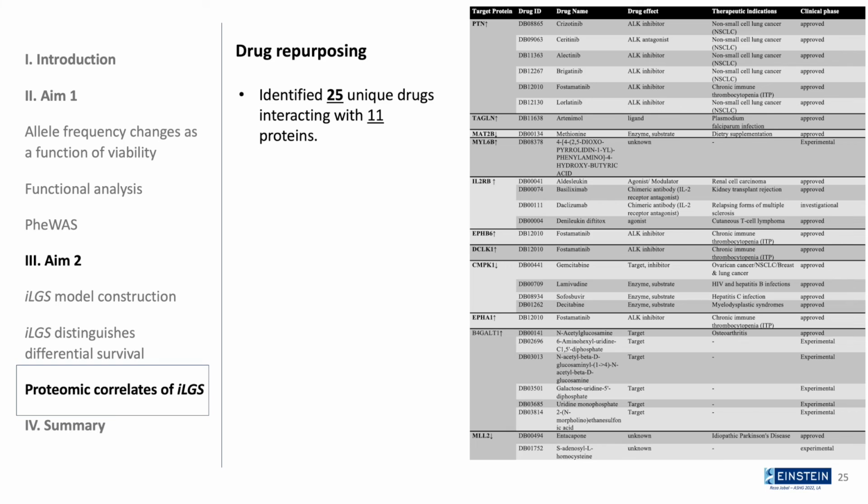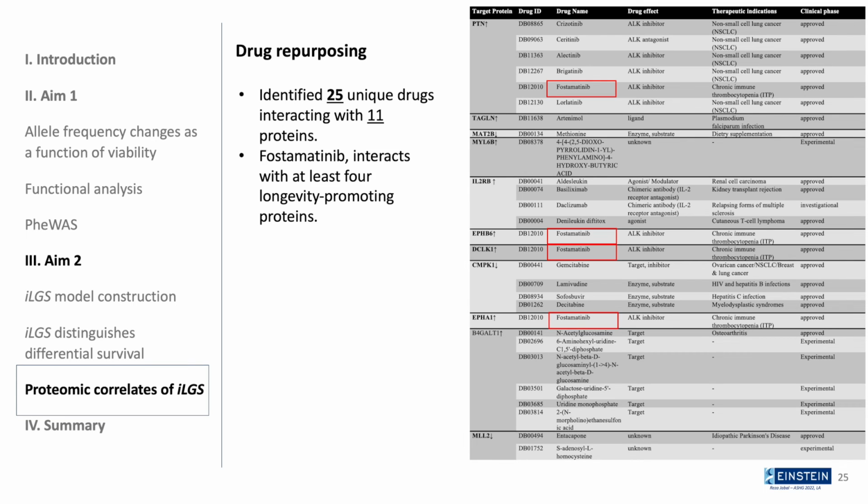We queried the DrugBank database to identify drugs targeting or interacting with the 40 iLGS-associated proteins. Our rationale was that the underlying mechanism of action for drugs interacting with iLGS-associated proteins might implicate the pathways relevant to longevity and they could be repurposed as anti-aging treatments.